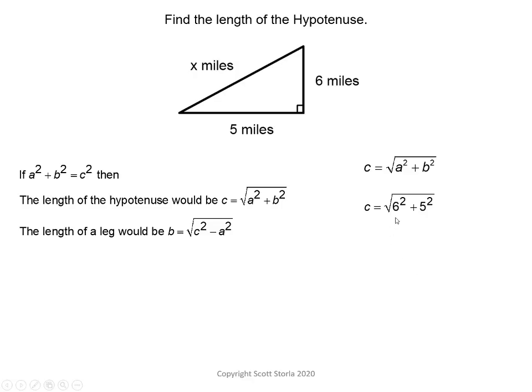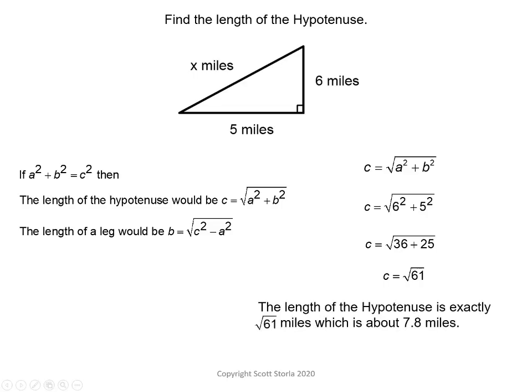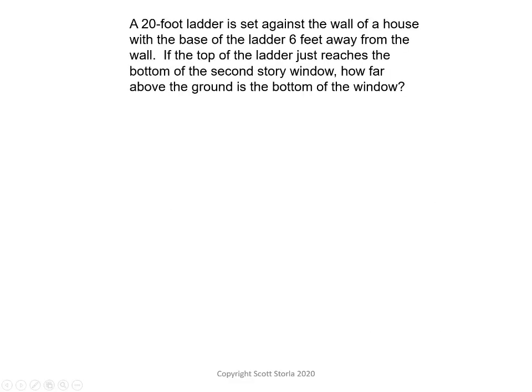And then I have to follow order of operations. I'm going to have to simplify the radicand first. 6 squared is 36. 5 squared is 25. I add them together. I get the square root of 61, which is close to 7.8. So the length of the hypotenuse is exactly the square root of 61 miles, but that's about 7.8 miles. See if you can do this one.